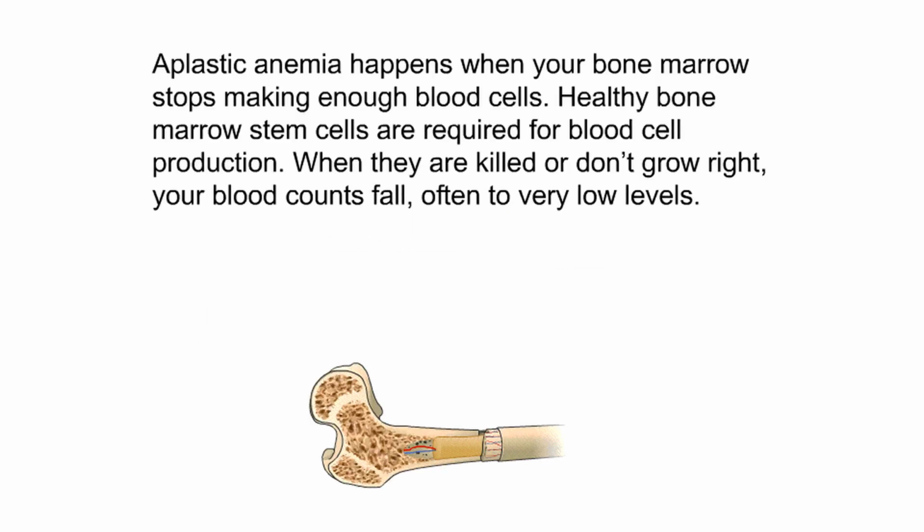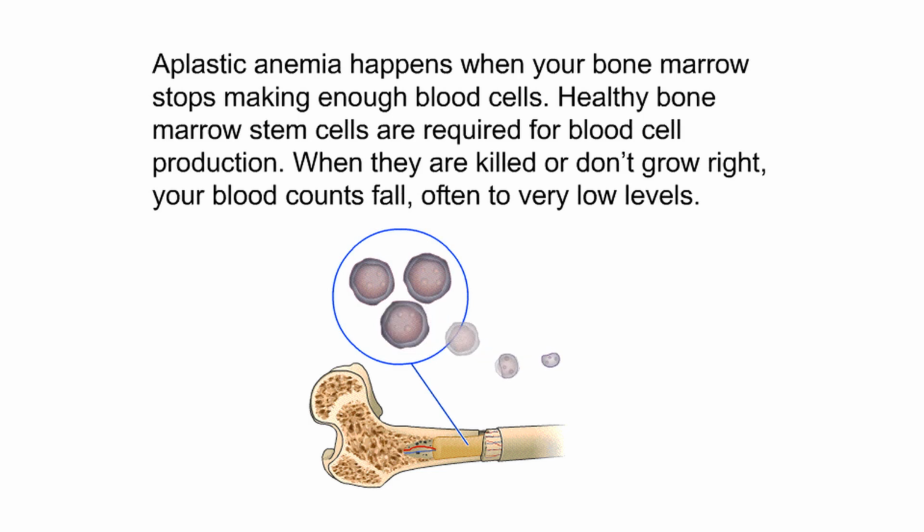Summary. Aplastic anemia happens when your bone marrow stops making enough blood cells. Healthy bone marrow stem cells are required for blood cell production. When they are killed or don't grow right, your blood counts fall, often to very low levels.